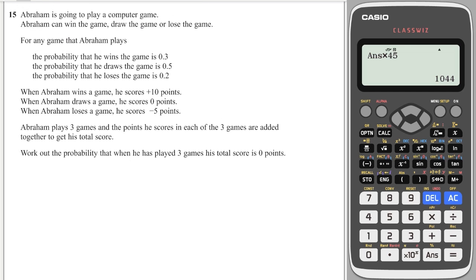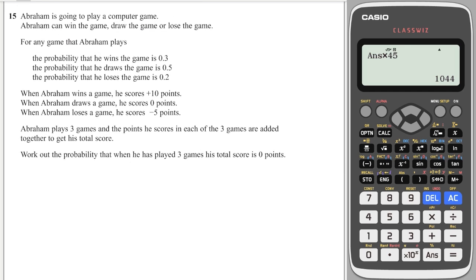Okay, next question. Abraham is going to play a computer game. He can win the game, draw the game, or lose the game. And this is the probability for each winning, drawing, and losing. And he gets 10 points, or 0 points, or minus 5, depending on what the outcome is. And he's going to play 3 games, and he's going to add up the scores of each game. And what's the probability that he will end up with 0 points?